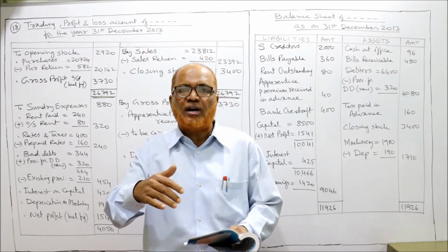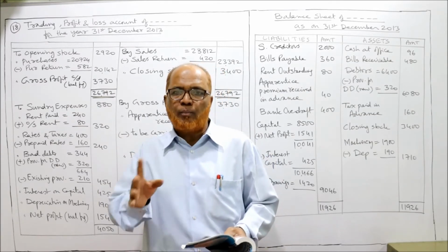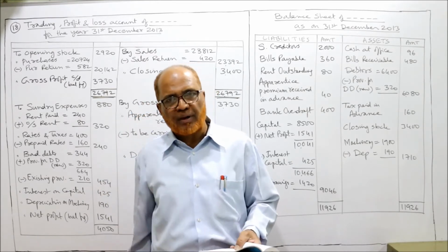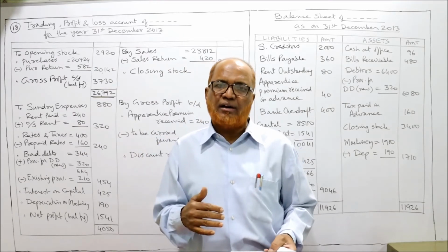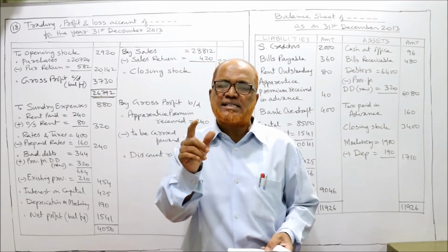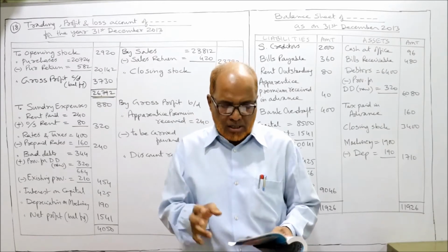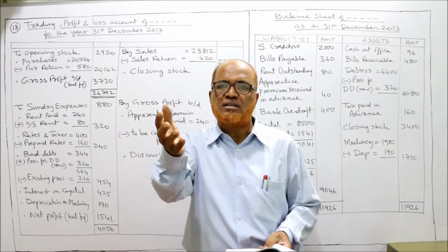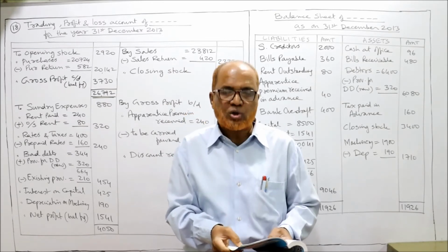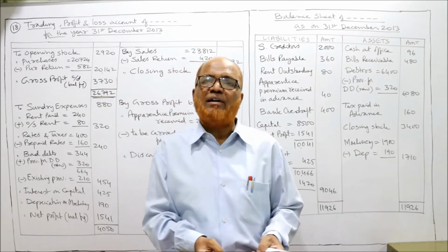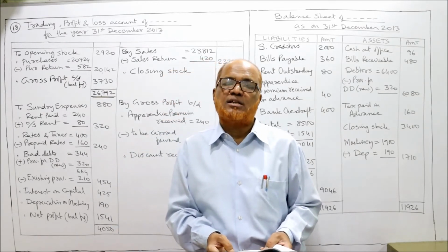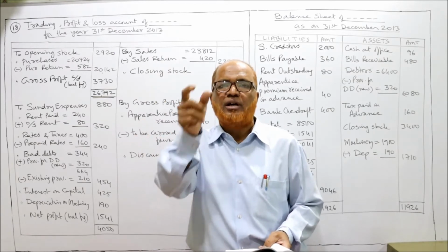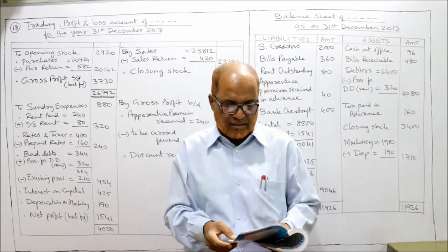Then return inwards and outwards. Here both are given in one line, so you have to decide which is return inward and which is return outward. Return inward means sales return, and sales return will show debit balance. So here 420 is given in the debit column. This is the return inward, sales return. 420 is the sales return and 582 is the purchase return. So you have to remember, the credit column will have purchase return, the debit column will have sales return.